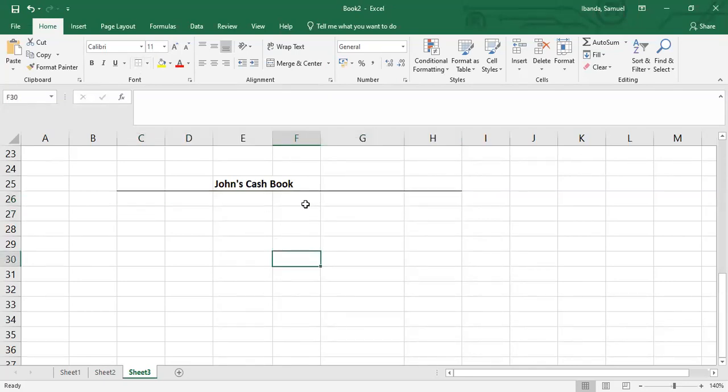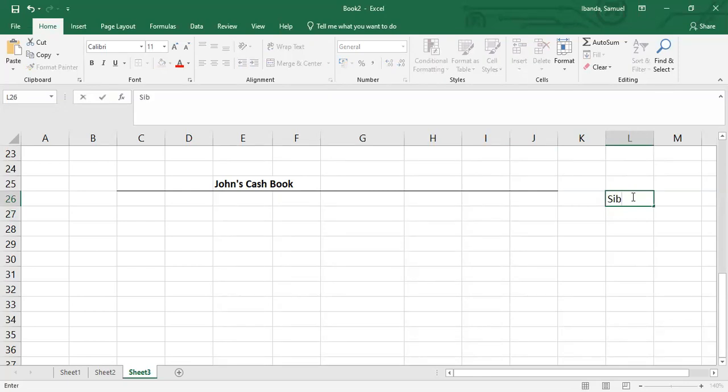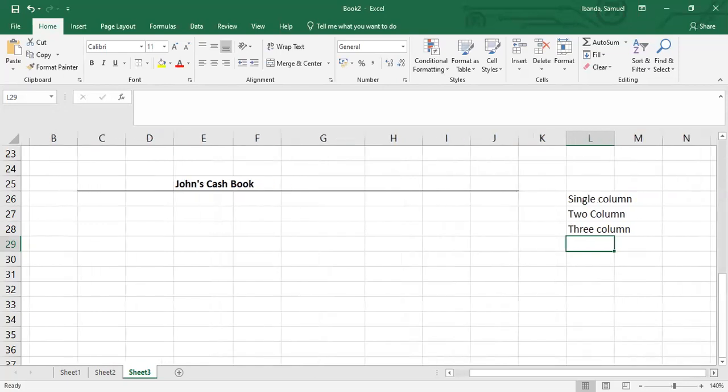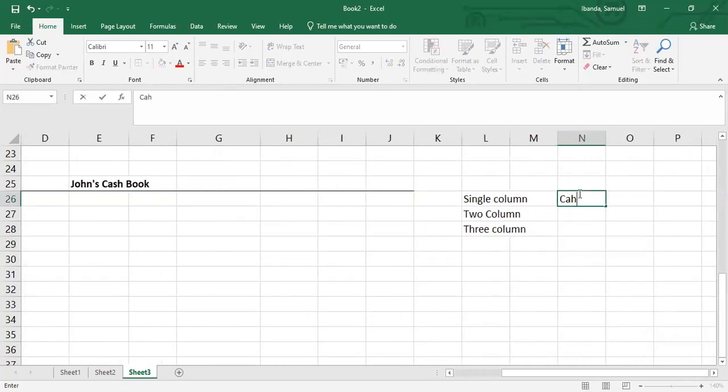So my cash book, I'll draw, now, just to brief you, we have 3 cash books. We have the single column cash book, the 2 column cash book, and then the 3 column cash book. Now, the single column basically just has, let's say, cash. It combines cash and bank in a single column. That is why we call it single column.